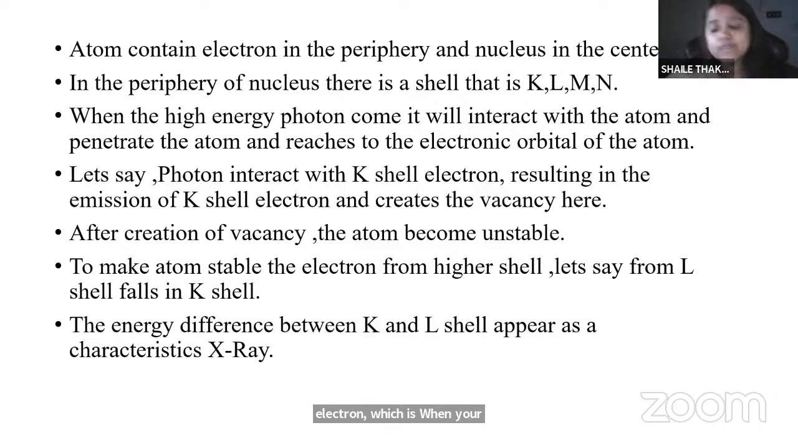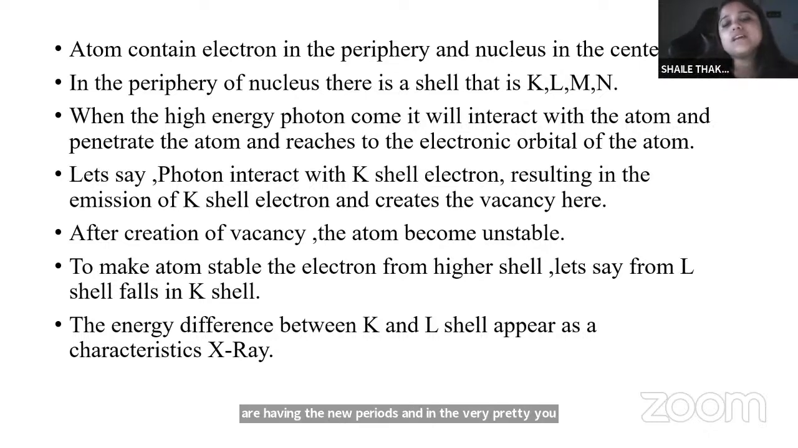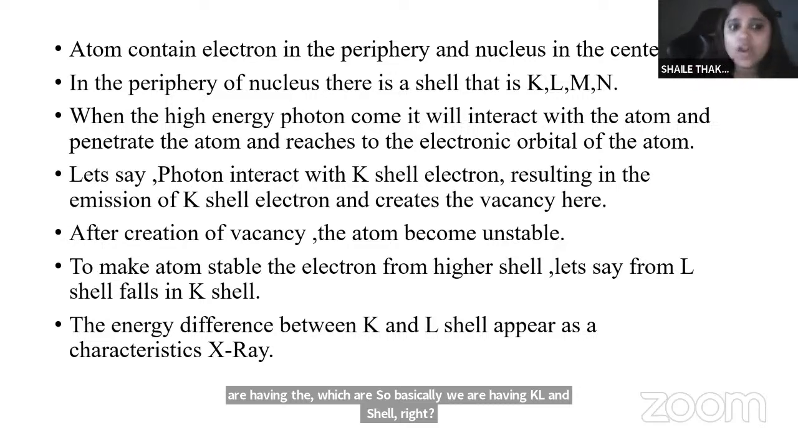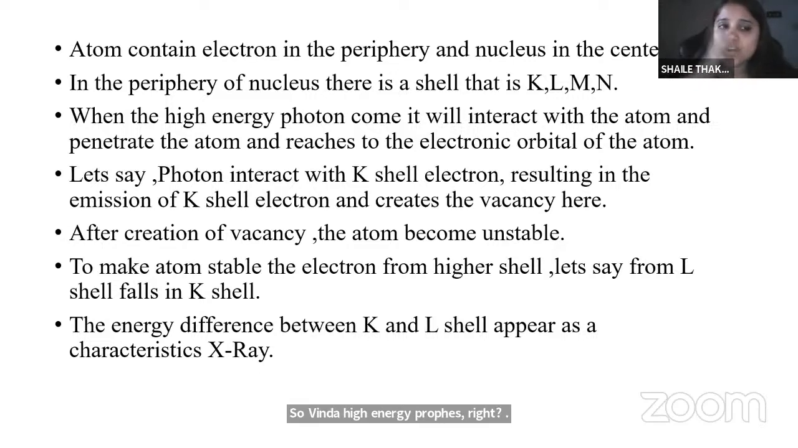And the nucleus in the center. Suppose you have an atom in which you have the nucleus, and in the periphery you have the electrons which are rotating. So basically we have the K, L, M shells, right? When high energy photons come and interact with your atom, it penetrates the atom and reaches the electronic orbital of the atom.